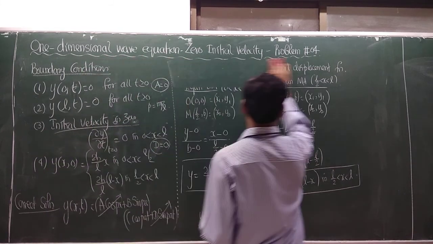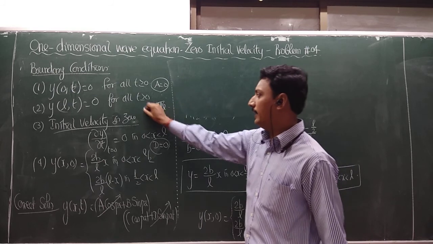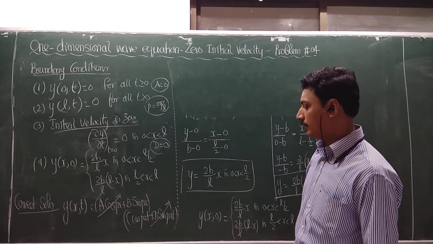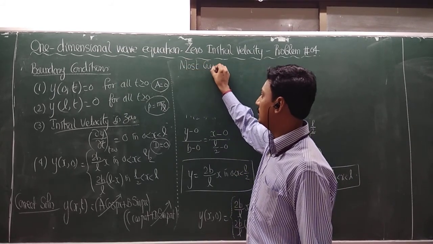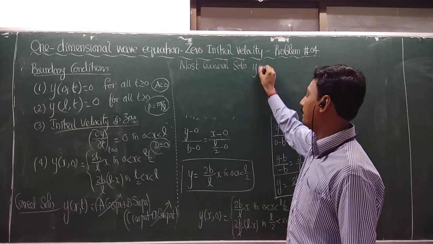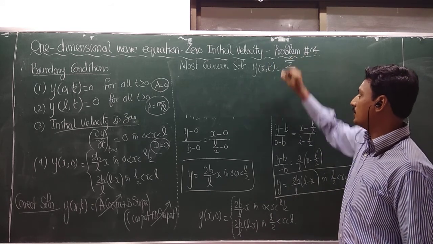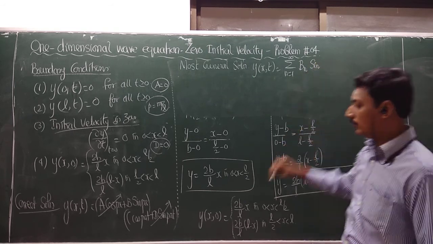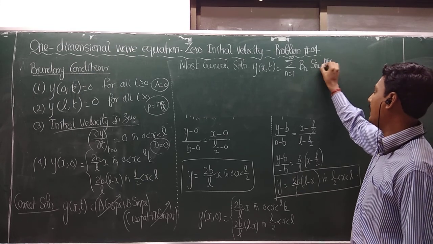Now, after getting a equal to 0, p equal to n pi by L using condition number 2, then the third condition, d equal to 0, we may find the most general solution. That is the required displacement function: y of x comma t is equal to sigma n equal to 1 to infinity bn sin. What about the p value? p equal to n pi by L. So we get sin (n pi by L) into x.